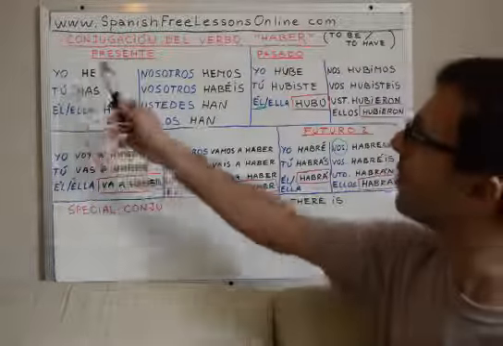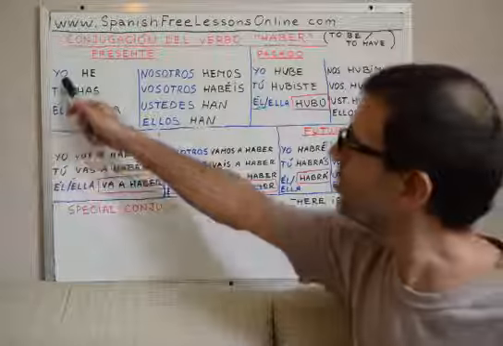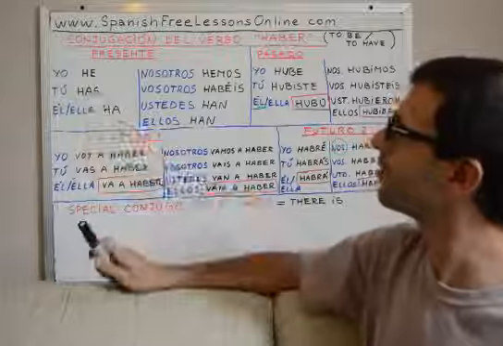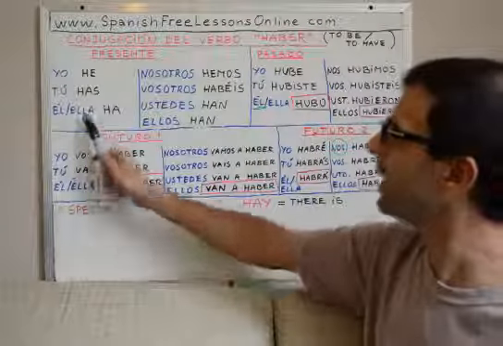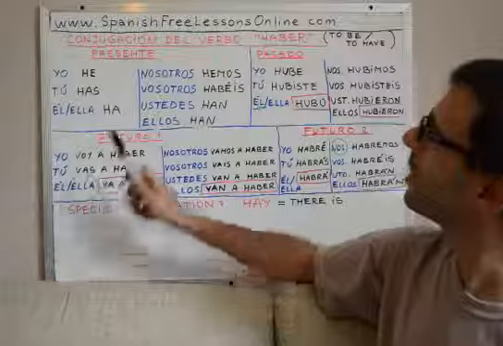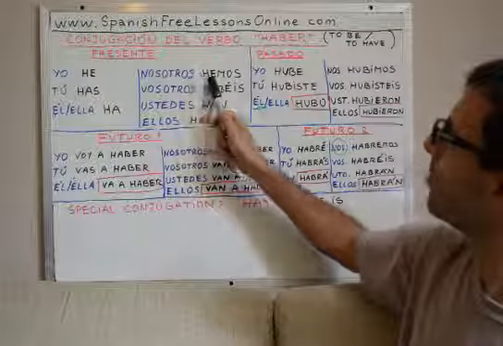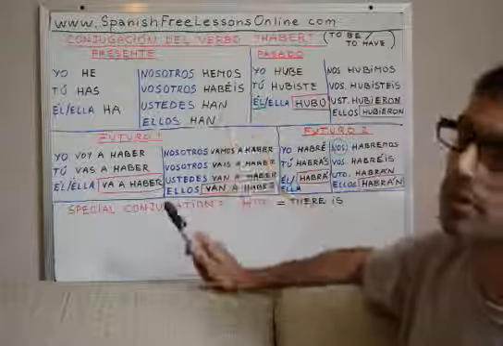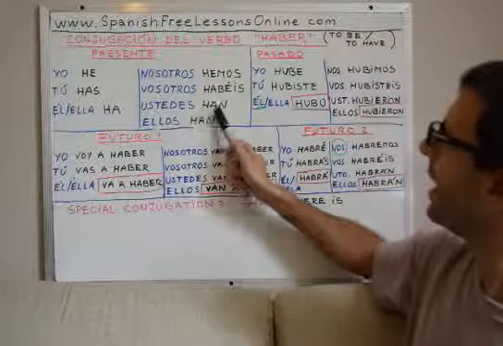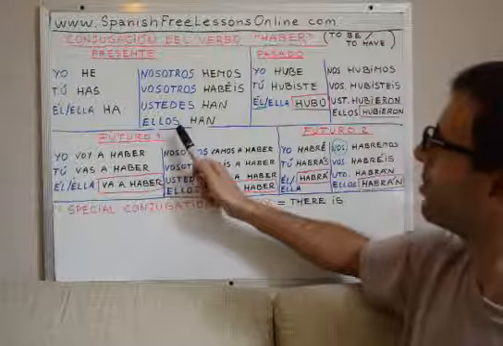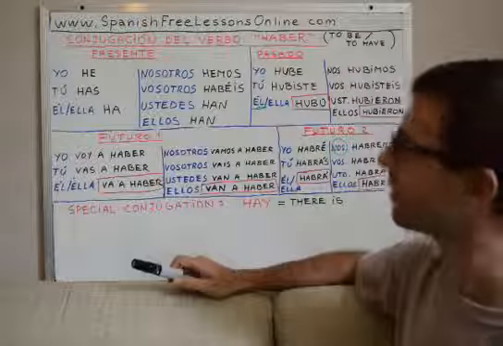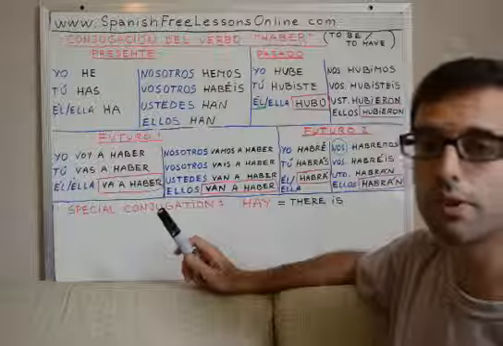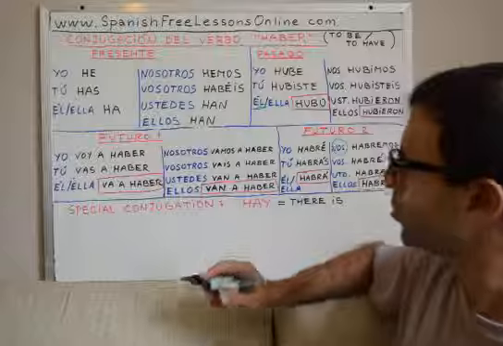So let's begin with present. Yo he, tú has, él ha or ella ha. Nosotros hemos, vosotros habéis, ustedes han, ellos han.